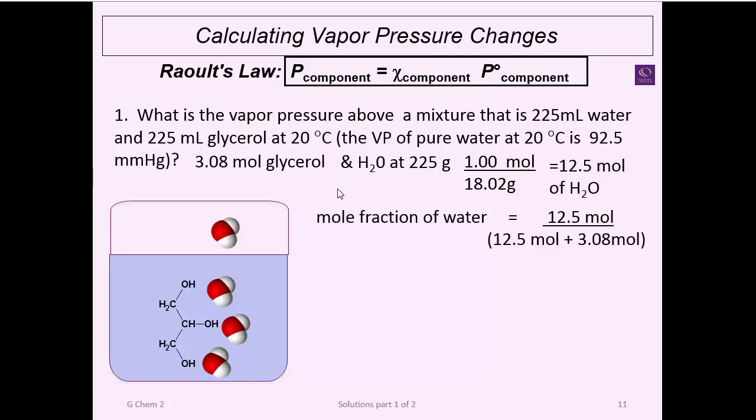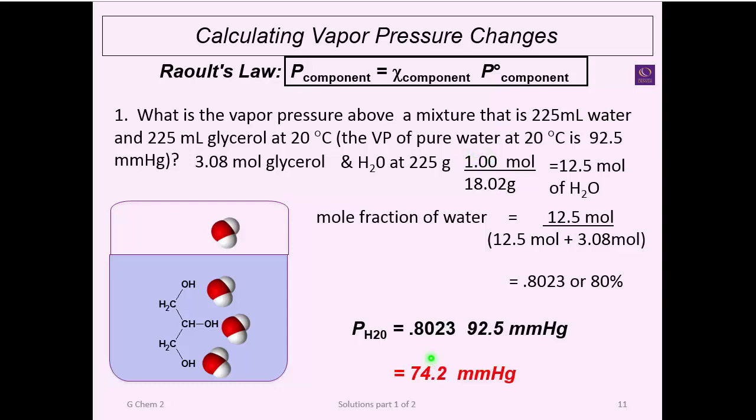So the mole fraction of water, the moles of water divided by the total moles, is 0.8023. And this is the working number to put into Raoult's law. But sometimes when we talk about it, we express it as a percent, so it would be 80% or 80.23%. So if I do the actual calculation, I put in the decimal number, I multiply it by the original vapor pressure of water, multiply those together, and you would actually drop the vapor pressure down to 74.2 millimeters of mercury. And as it describes right here, it's 80% of the original.